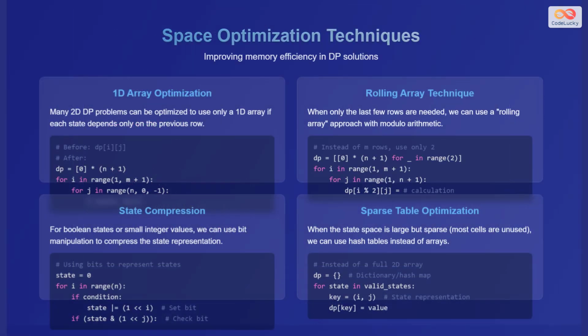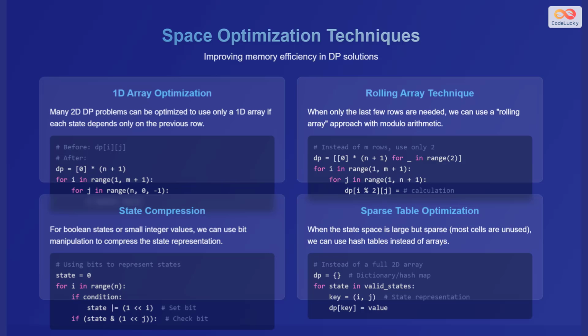Let's discuss some space optimization techniques to improve the memory efficiency in dynamic programming solutions. The first technique is one-dimensional array optimization. Many two-dimensional dynamic programming problems can be optimized to use only a 1D array, if each state depends only on the previous row. Instead of dynamic programming of i and j, we can simply use dynamic programming. For i in the range of 1 to m plus 1, and for j in the range of n to 0, we can update dynamic programming of j.